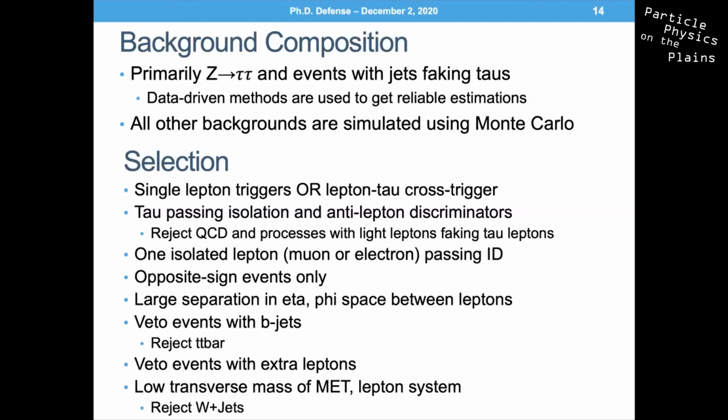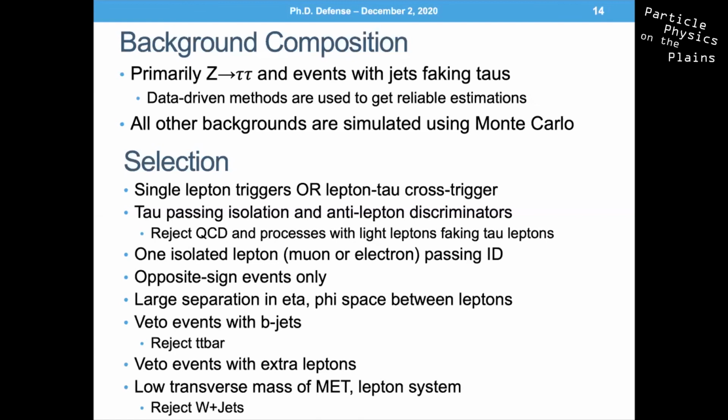And so the selection that we apply for this analysis is requiring either a single lepton trigger or a lepton-tau cross trigger to fire. And then we place cuts on the tau passing isolation and anti-lepton discriminators. These are the 3 DeepTau discriminators that I talked about before. So really trying to make sure you've got a true hadronically decaying tau. In addition, you want to have one isolated lepton, either a muon or electron, passing its own ID. And then since these 2 leptons are coming from a neutral Higgs, you want to make sure that the tau and whatever your light lepton is have opposite signs.